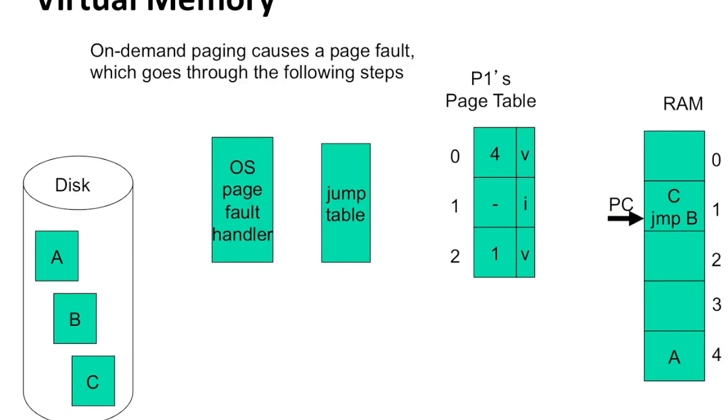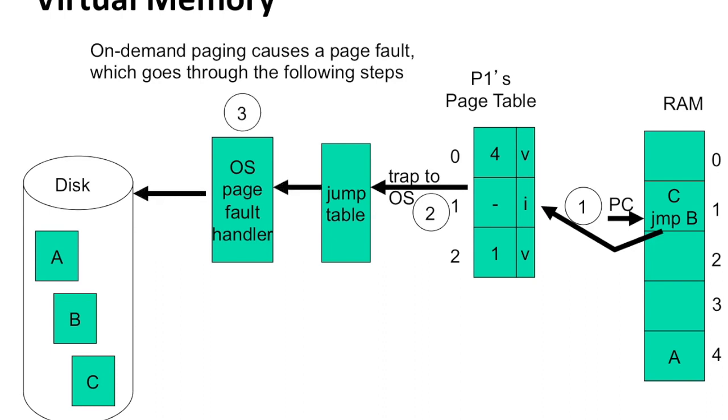So let's think about how this works, and we'll do it visually. We have a PC, program counter, and it's currently in page C of the process in frame 1, and it needs to jump to something that's in page B. We're going to try to access page B in the page table and we'll see that, whoops, not there. It's invalid. So we're going to trap into the OS and tell it that we're doing a page fault. It's going to call that page fault handler.